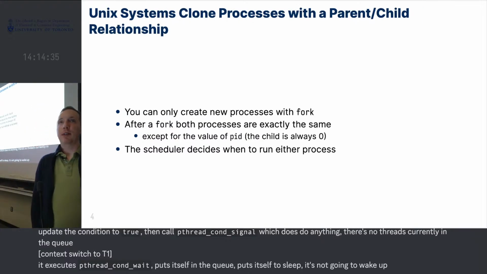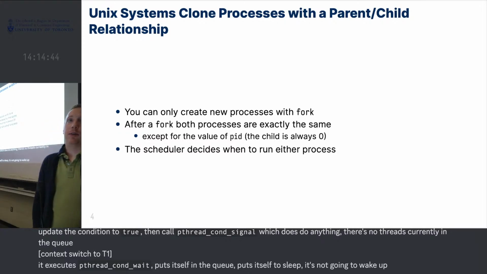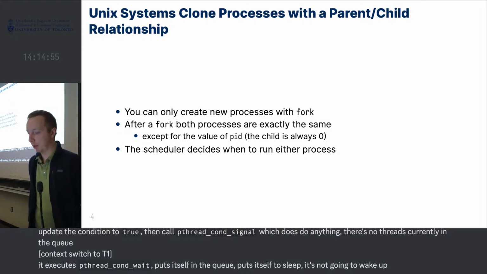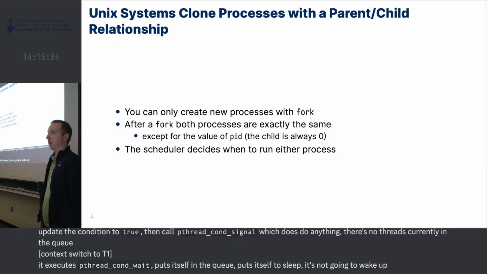So then we got into process creation, and that's where your world turned upside down. So in Unix, you are only allowed to create a new process through cloning it, and then all the processes maintain a parent-child relationship. So the only way to create new processes is through a system call called fork. After the fork, both processes are exactly the same. They look exactly the same. The only difference is the return value of the fork. Remember that the return value is 0 for the child, and in the parent, it's the process ID of the child. Other than that, you don't know.